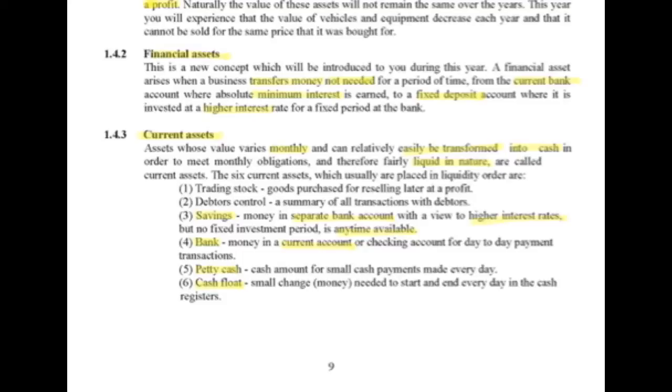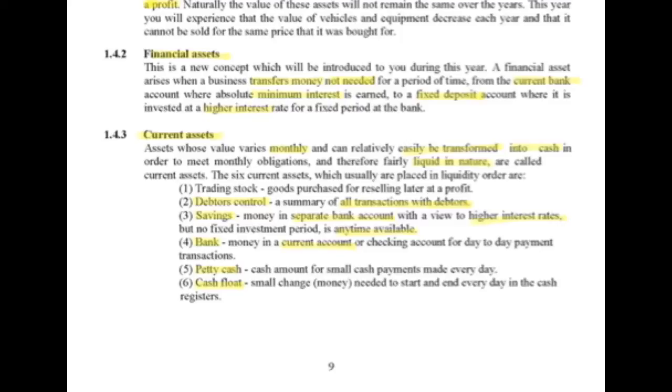Then we get to the two most difficult current assets to convert back into cash. Debtors control, second most difficult. Debtors control, that is the money that is owed to the business by the debtors. So it's a summary of all transactions with debtors. So in other words, it's money that belongs to the business, but it's still in the hands of the debtors. So for us to change that money into cash, we first need to get the debtors to give the money to us. But luckily, it already belongs to the business, so it shouldn't be that difficult to get the money from the debtors.